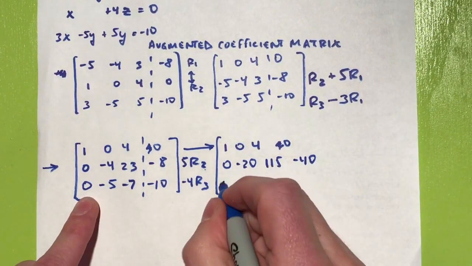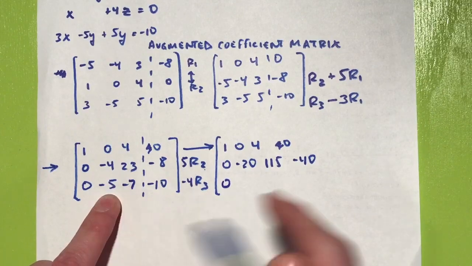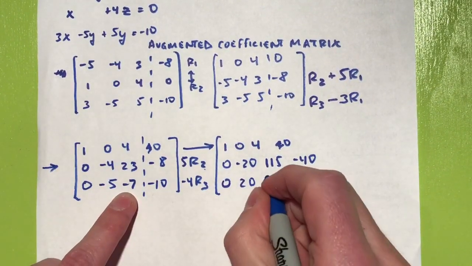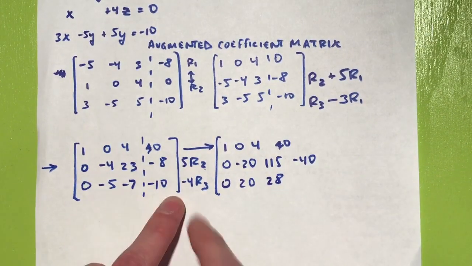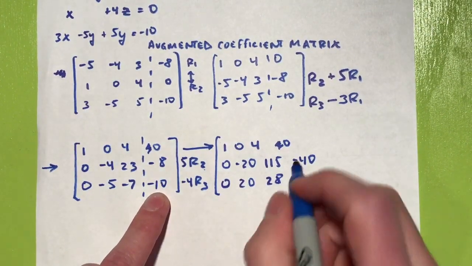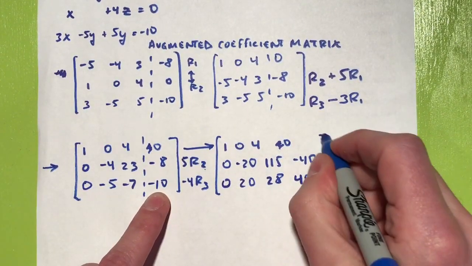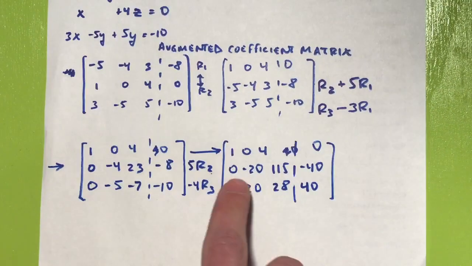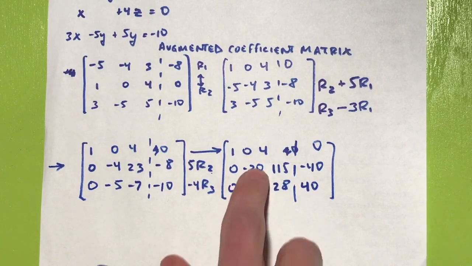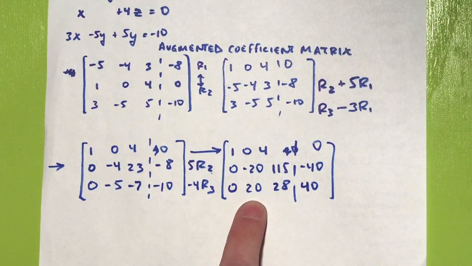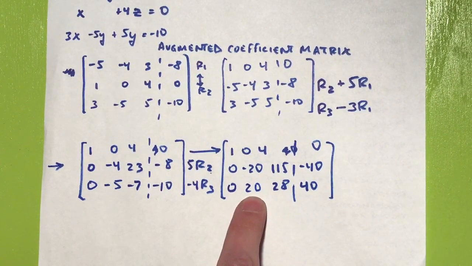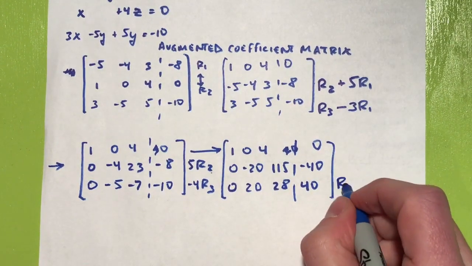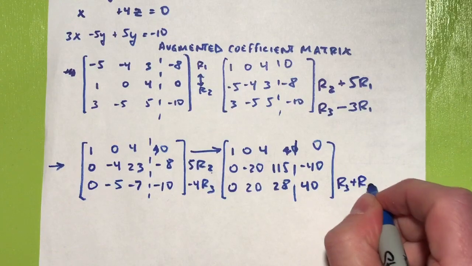Negative 4 times 0. Negative 4 times negative 5. Negative 4 times negative 7, that's 28. And negative 4 times negative 10 gives us positive 40. Nice thing here is that those values I can add and cancel. I need a 0 in this row 3 spot, so I'm going to take row 3 and add row 2.